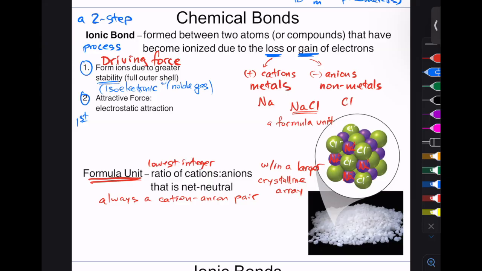So for example, you look at sodium, you find it on the periodic table, you know it's got 1 valence electron, it will lose that 1 electron to become a 1+ cation. Okay, so the first step is to recognize the charges that the ions will have.